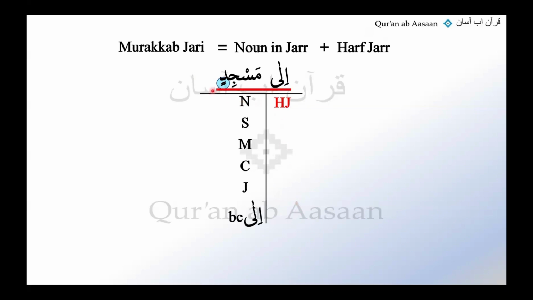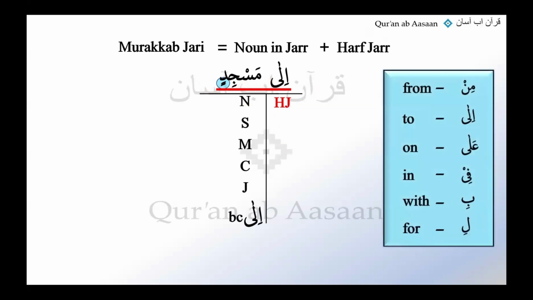So now that we know that it's murakkab jari here as well, we can underline it red, and translation is very easy. You have already memorized the meanings, but here it is. Ila masjidin is to a masjid or to any masjid.